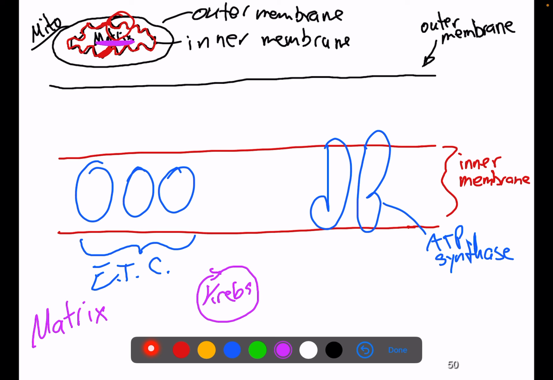Okay, what's above that? What's above the inner membrane? Okay, we're going to call this space the intermembrane space. It's literally saying it's the space between two membranes. So there's like really nothing creative about that name. All right, I think we're ready.